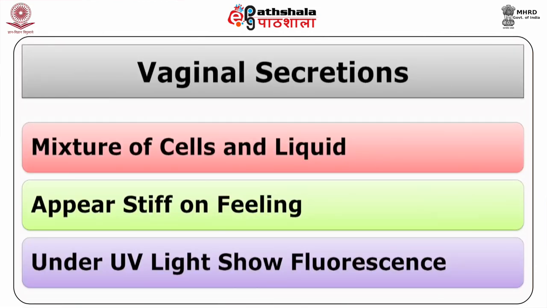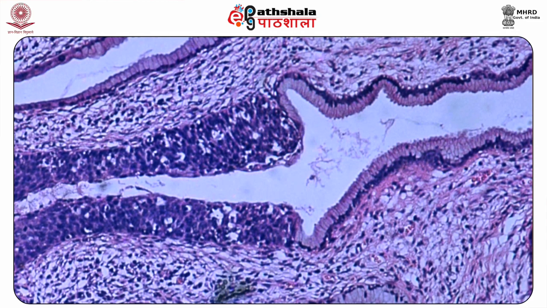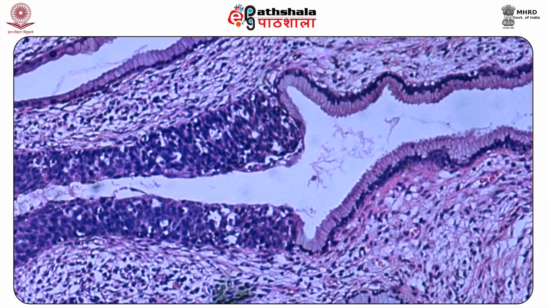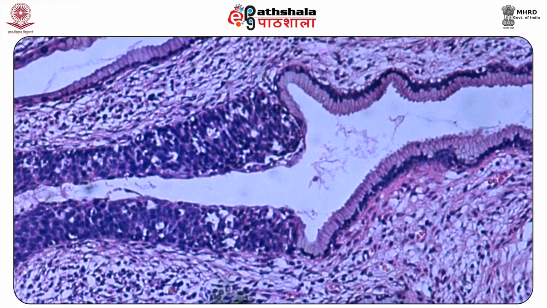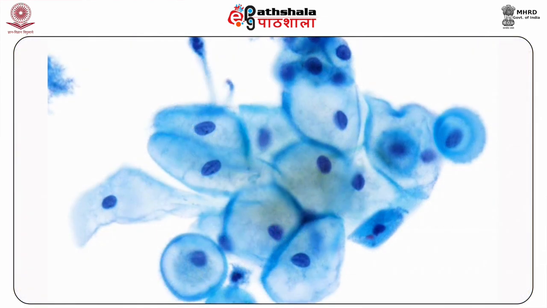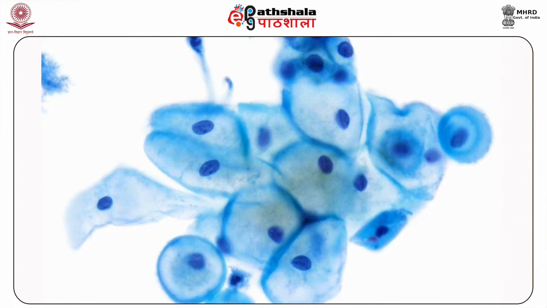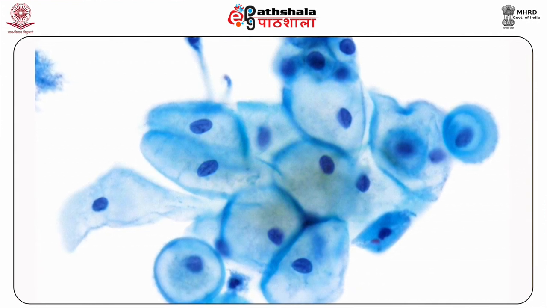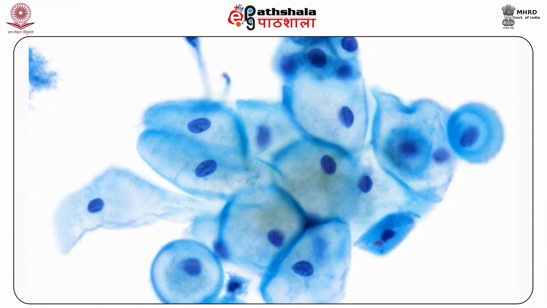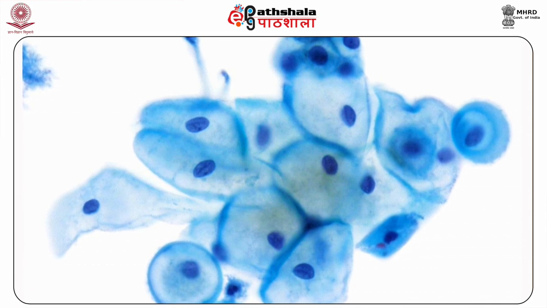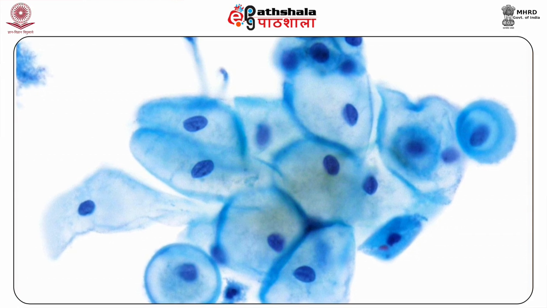Vaginal secretions and feces. Vaginal secretions contain a mixture of cells and liquid. Vaginal secretions appear stiff to the touch when they are on clothing. Under UV light examination, these show fluorescence. Vaginal secretions contain squamous epithelial cells that are rich in glycogen. This enables them to be identified using Lugol's iodine test. In addition to cells, vaginal secretions also contain the acid phosphatase enzyme. However, the acid phosphatase enzyme is much less as compared to semen. Therefore, it is weakly positive for acid phosphatase.